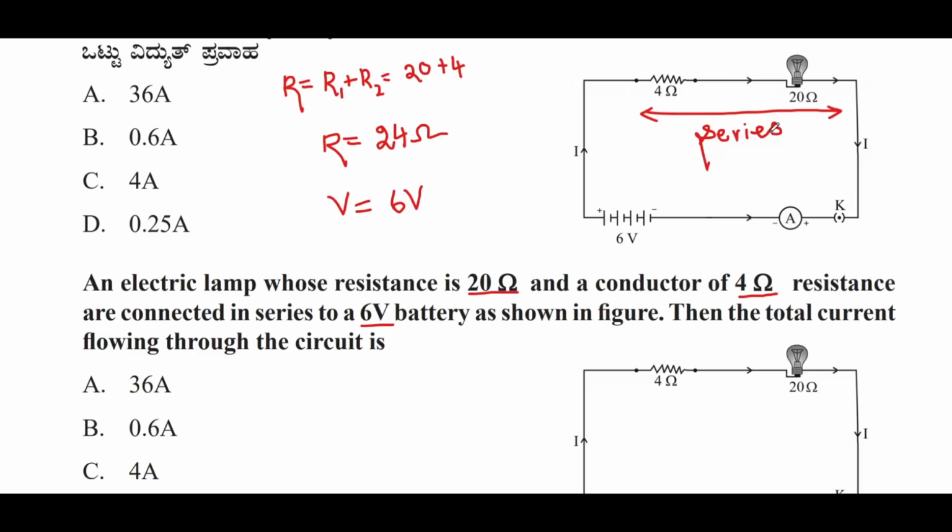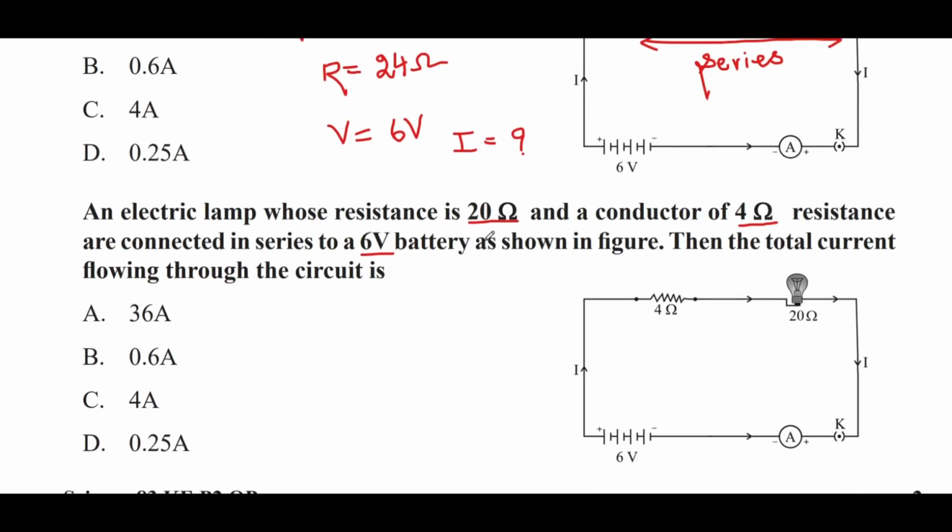You can check, the 4 ohm conductor and 20 ohm bulb are in series. Therefore, the total resistance is 24 ohm. We need to find I by using Ohm's law, V equals I into R. Now, I equals what? V divided by R. What is the voltage? Voltage is 6. What is the total resistance? Total resistance is 24. Therefore, I equals 6 divided by 24.